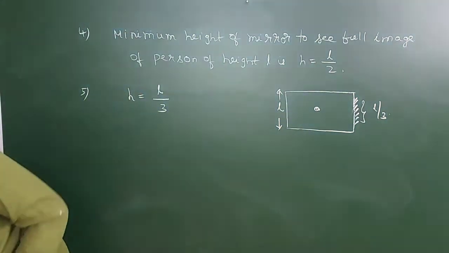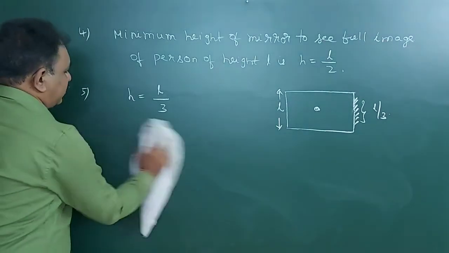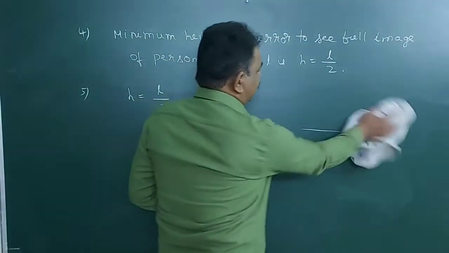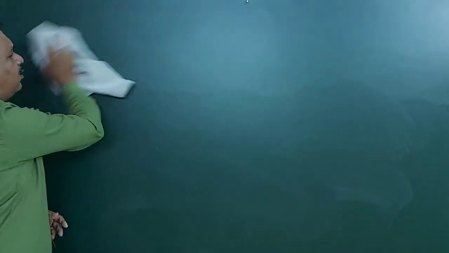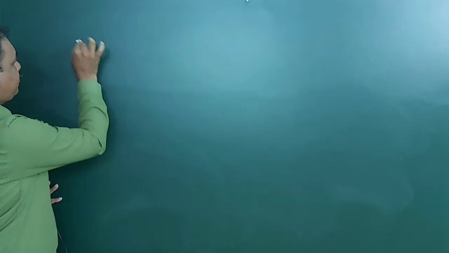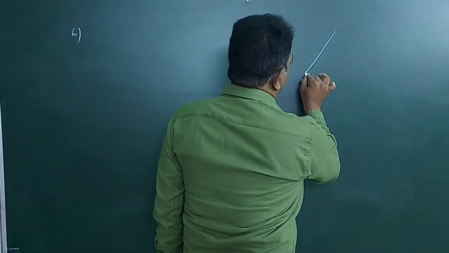Like this, some theoretical questions will be there. Next. Two mirrors are arranged with some angle. How many images will be formed? Like that, questions will be there. For example, two mirrors are inclined like this.